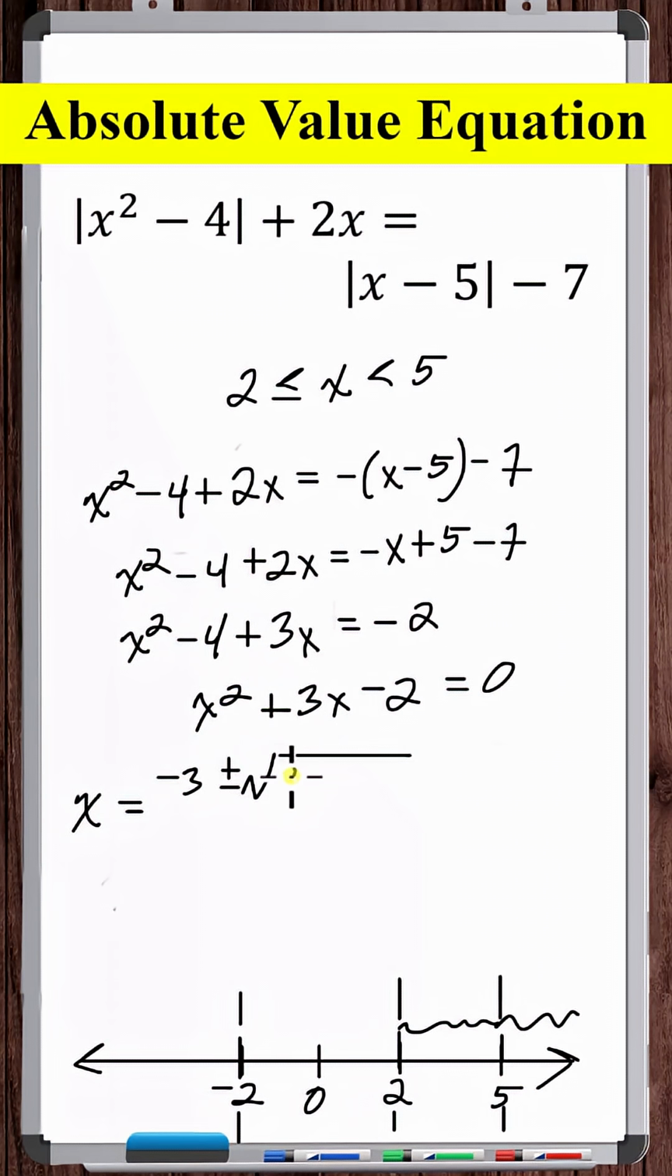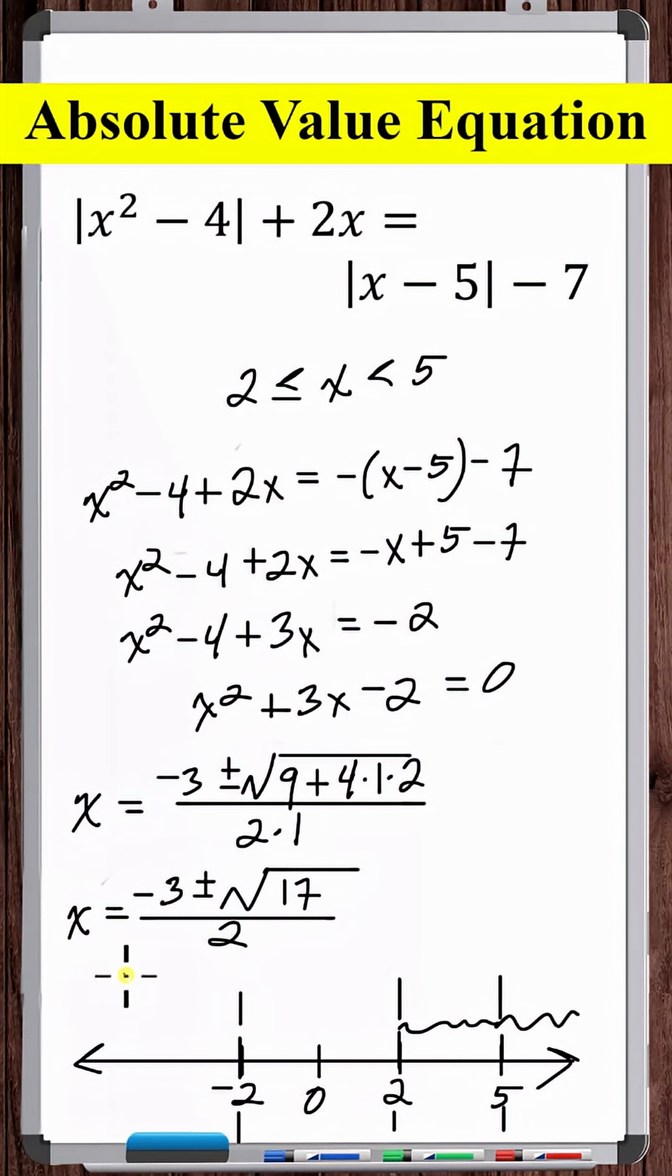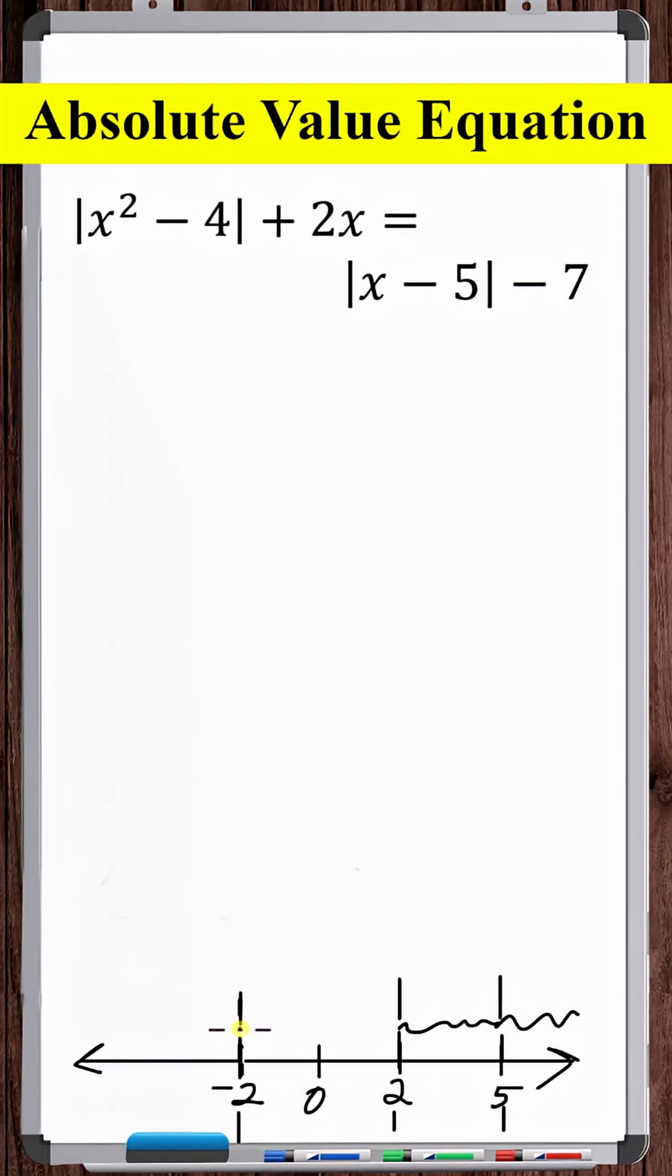Applying the quadratic formula. So these are 2 potential solutions. We just need to check and see if they are within this range. Minus 3 plus the square root of 17 divided by 2 is not, and neither is minus 3 minus the square root of 17 divided by 2. So we can't say that either one of these are solutions. Now let's check this region.